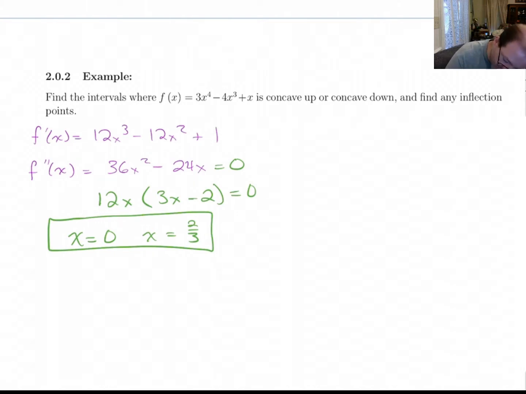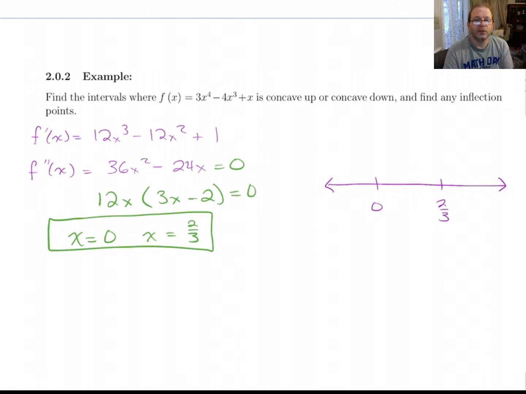All right, let's put them on my chart. 0 and 2/3. Now let's pick our test points. The natural easy things to pick would be 1 over here, -1 back here, and in the middle something between 0 and 2/3, either 1/3 or 1/2. Let's go with 1/2.